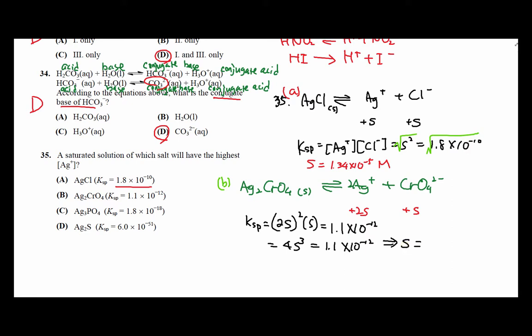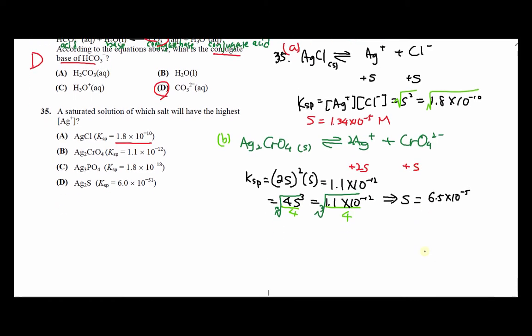To perform this, you just have to divide both sides by 4 and then make sure you cube root on both sides. Then you get to find the s, and that's 6.5 times 10 to the negative fifth. But you have 2 times that, so in our equilibrium, you can form as much as 1.3 times 10 to the negative fourth. So moving to C.